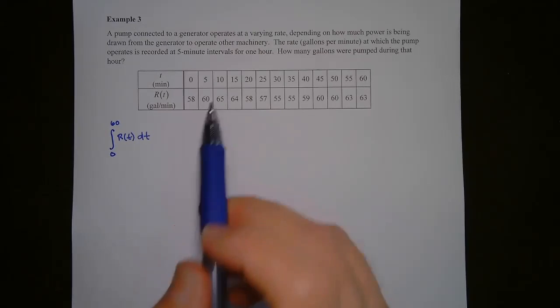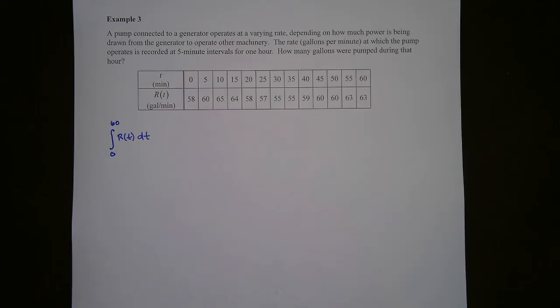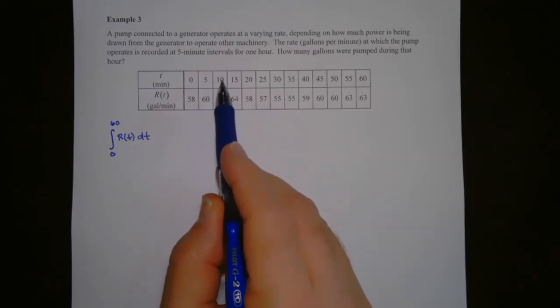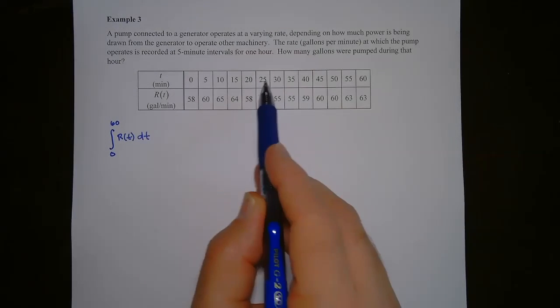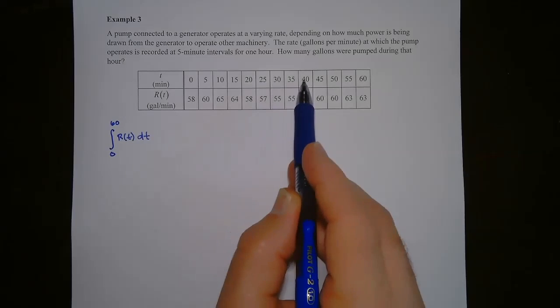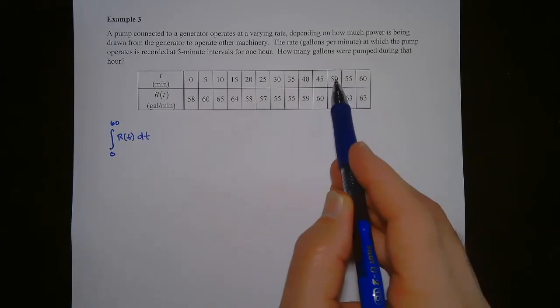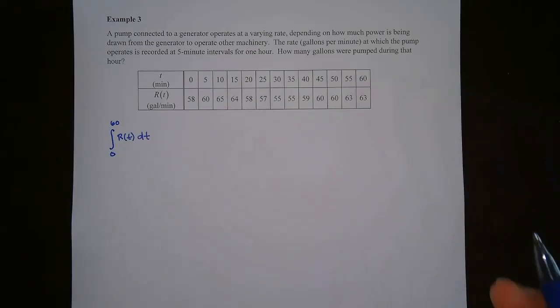Okay? And why you can't always do a midpoint, all right? But you can go from 0 to 10, 10 to 20, and you always have the one in between, right? 20 to 30, you have 25, 30 to 40, you have 35, 40 to 50, you have 45, and 50 to 60, you have 55. So we could do a midpoint, okay?